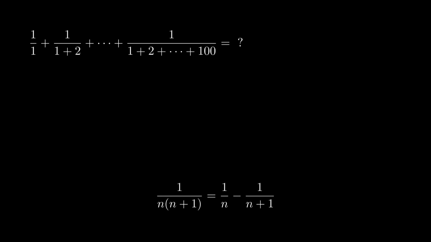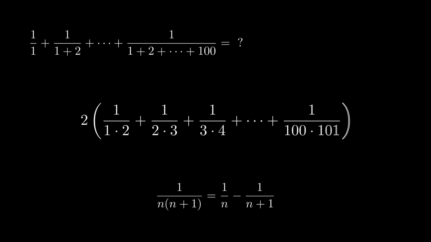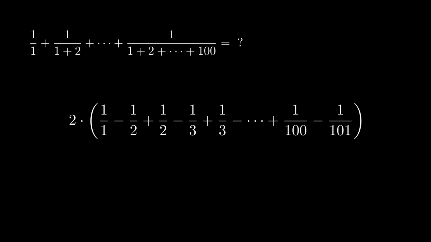And we used the Gauss formula to determine that this is equal to 2 times 1 over 1 times 2 plus 1 over 2 times 3 and so on. And we will actually use the fact that we proved right now to see that this is in fact a sum of much simpler fractions, which looks something like this. And I think now it becomes clear why we did all that.